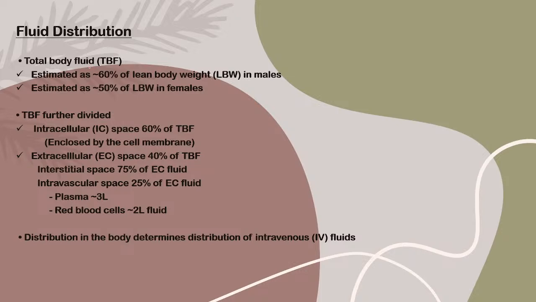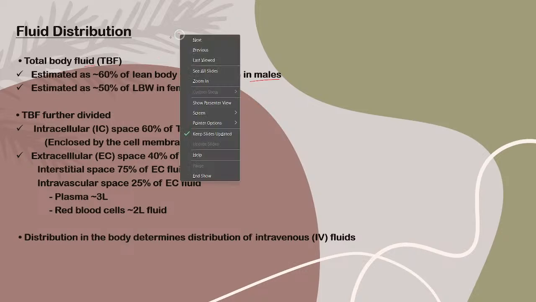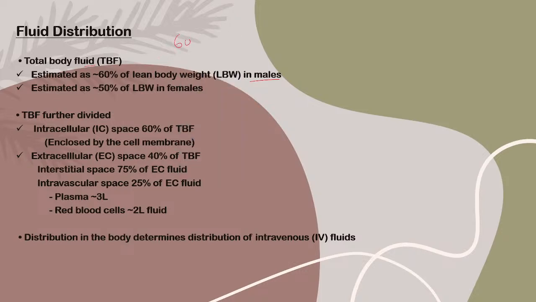So total body fluid, if we talk about lean body weight males, is 60% of total body weight. And if we talk about females, it's around 50% of total body weight. So this total body fluid is further divided into two subheadings, that is intracellular fluid and extracellular fluid.